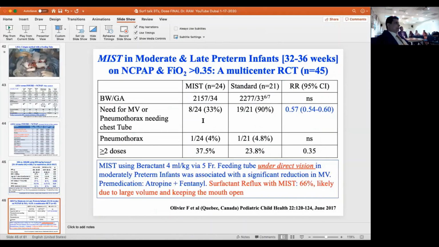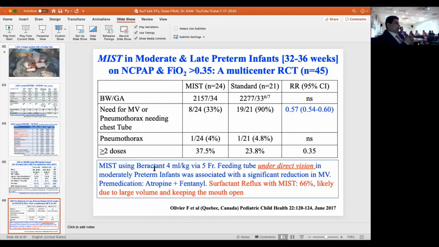What about in late preterm babies? This is a randomized controlled trial from Canada in moderate to late preterm babies, 32 to 36 weeks. They showed that need for mechanical ventilation or pneumothorax needing a chest tube was significantly lower, 33% versus 90% in the standard group. Pneumothorax alone was not different. Number of babies requiring more than 2 doses was not different.